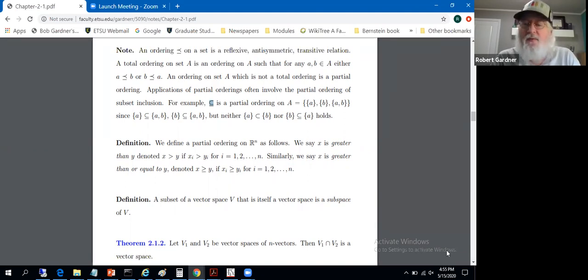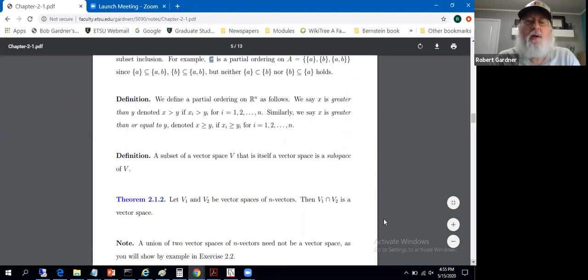We're going to define, it's the first time I've seen this, I must admit, a partial ordering on Rn, the vectors in Rn, as follows. We'll say that vector x is greater than vector y, denoted x greater than y, if x sub i is greater than y sub i for i equals 1 through n. That is, if every component of the x vector is greater than the y vector, we'll write this inequality. If every component of the x vector is greater than or equal to every component of the y vector, we'll write greater than or equal to.